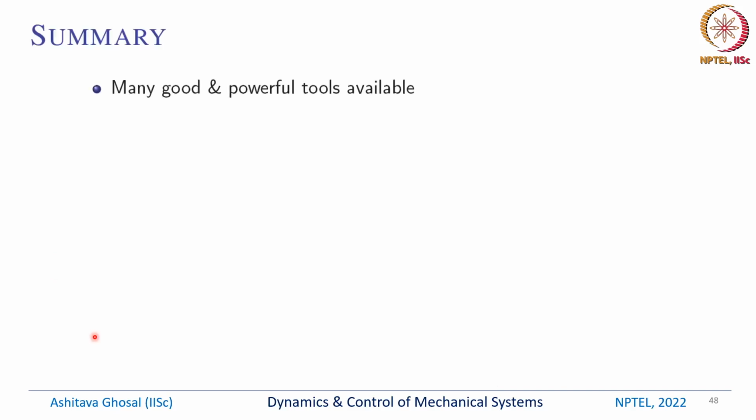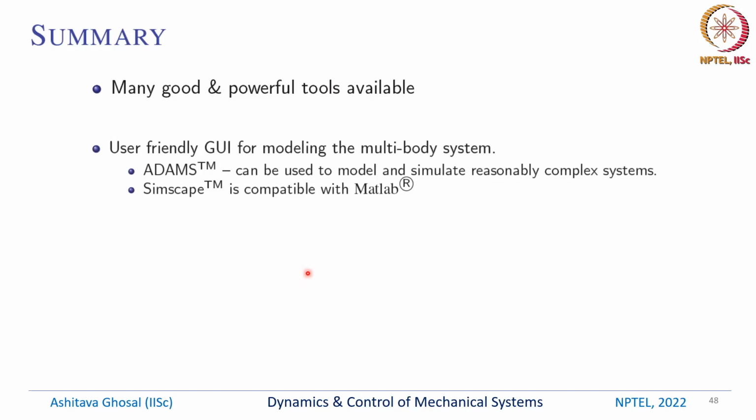So in summary, there are very many good and powerful tools which are available for modeling and simulation. They have very user-friendly GUIs, graphic user interfaces, for modeling the multi-body system. Adams can be used to model and simulate reasonably complex systems. So there is a package called Adams Car in which you can model most of the car reasonably well, and then you can show how the car will move on a road, how it will accelerate, how it will go on a slope, and things like that.